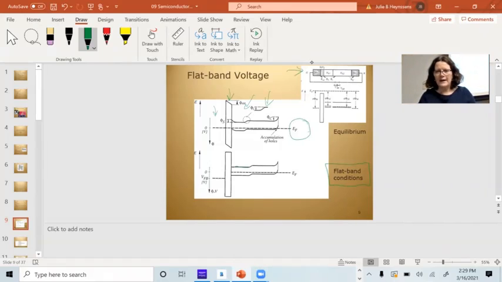Basically, the flat band is when I have that inversion layer right at the gate on the semiconductor side of the gate. I have that inversion layer there, so I definitely have a channel. So this flat band condition is related to what it takes to turn on the transistor and related to the threshold voltage.